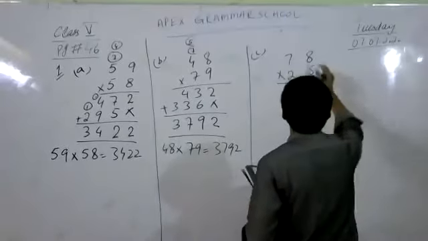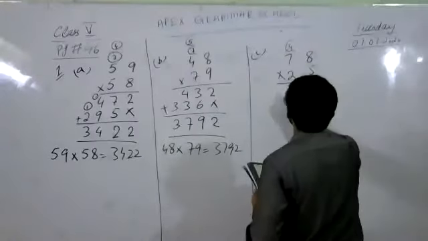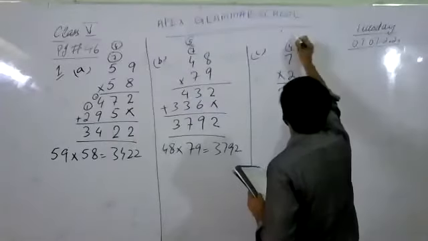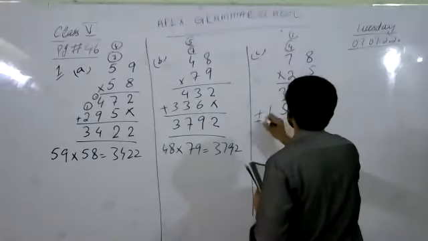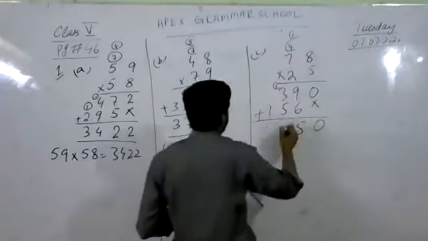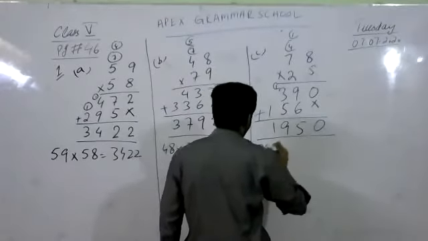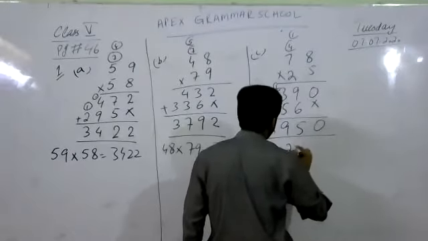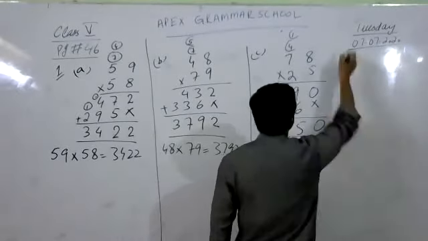C part is 78 into 25. 5 times 8 is 40. 5 times 7 is 35 and 4 is 39. 2 times 8 is 16, 1 carry. 2 times 7 is 14 and 1 is 15. 0, 9 and 6, 15. 1 carry. 5 and 4, 9. 1 as it is. So 78 multiplied by 25 equals 1950.